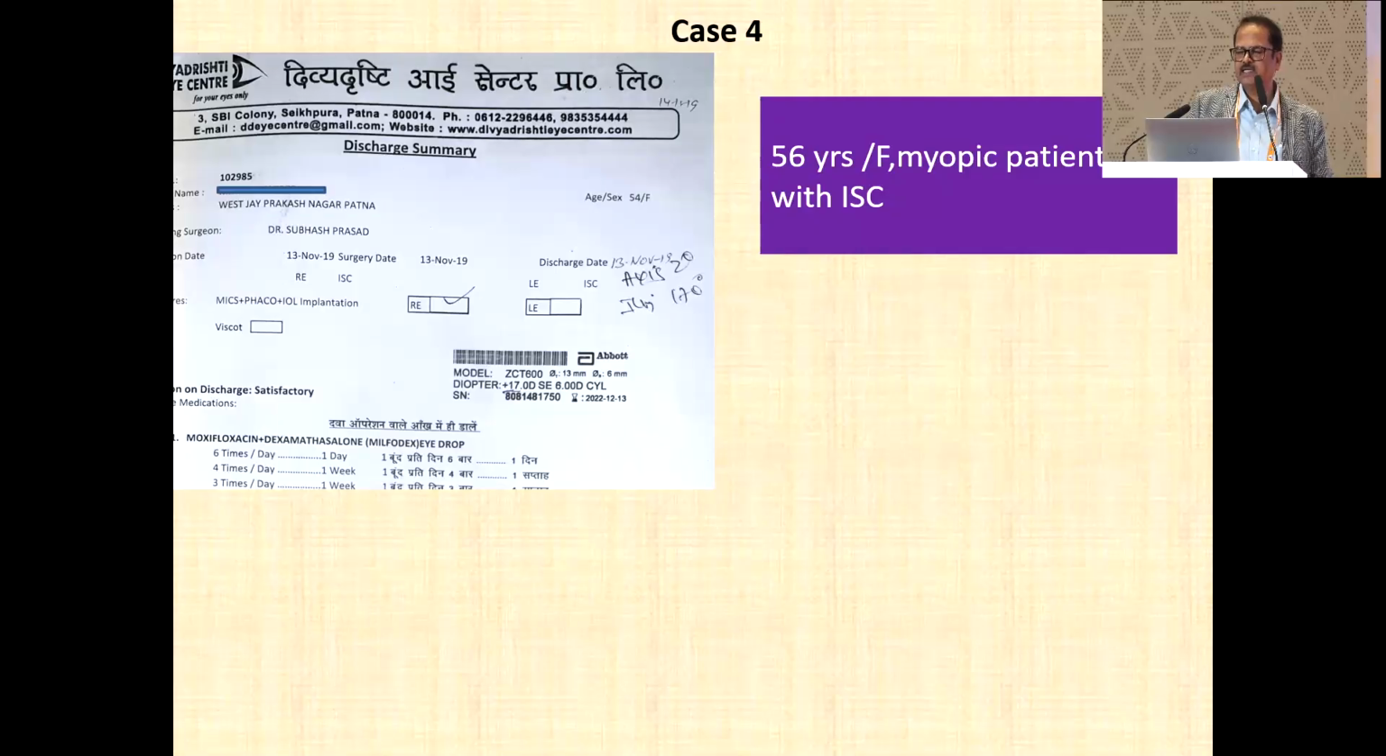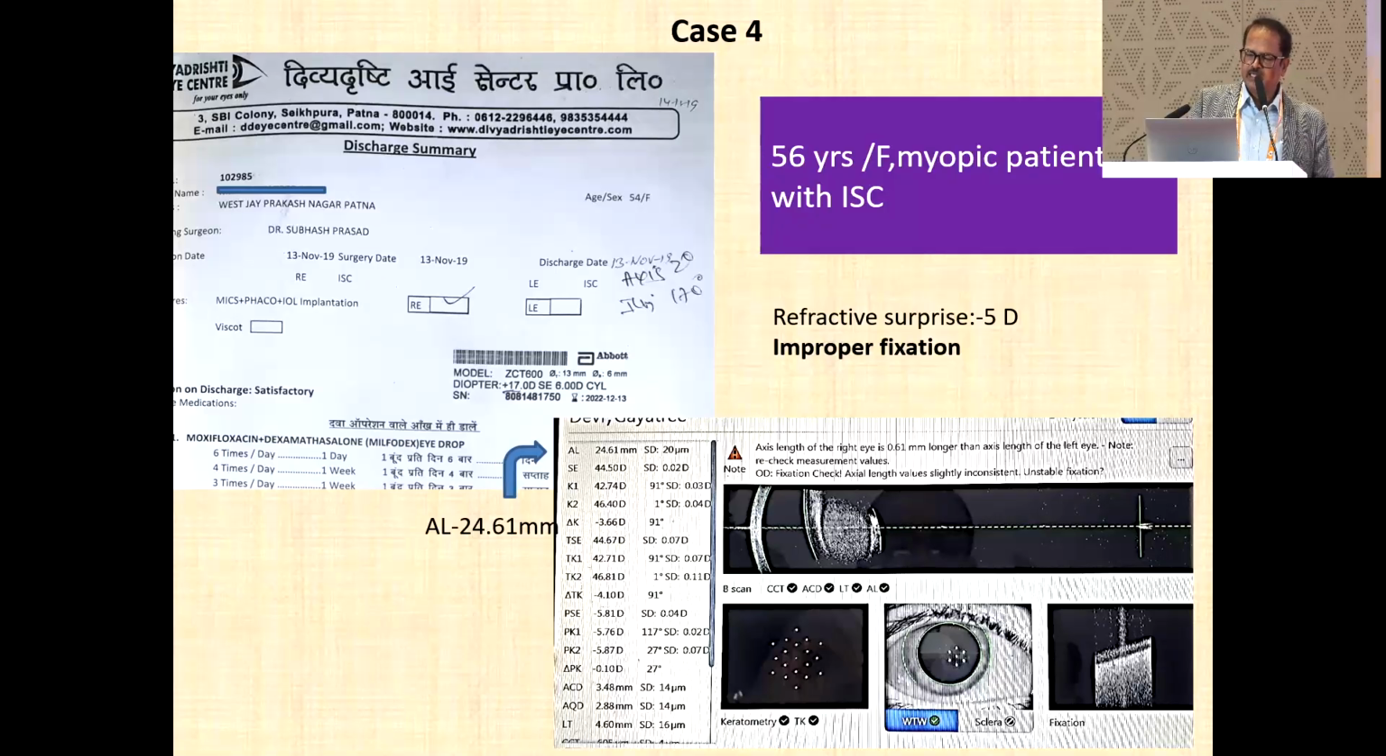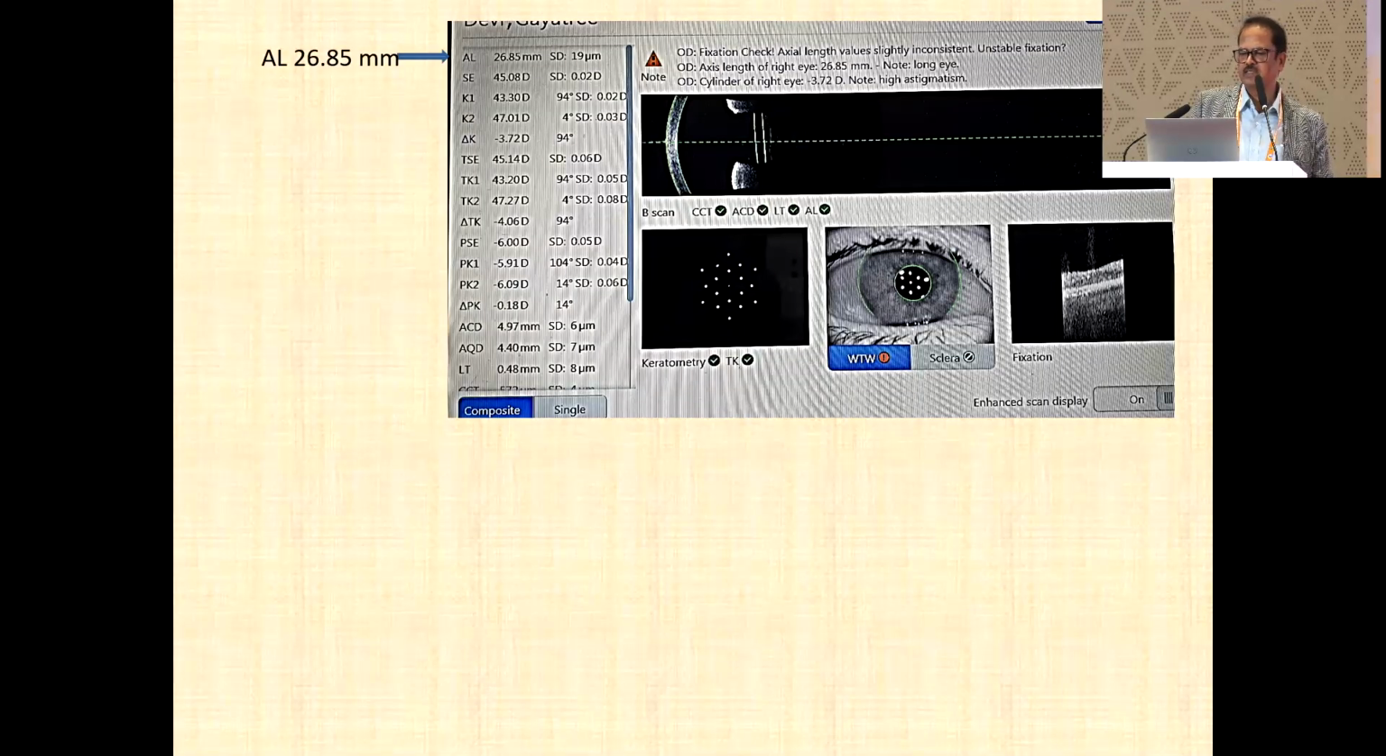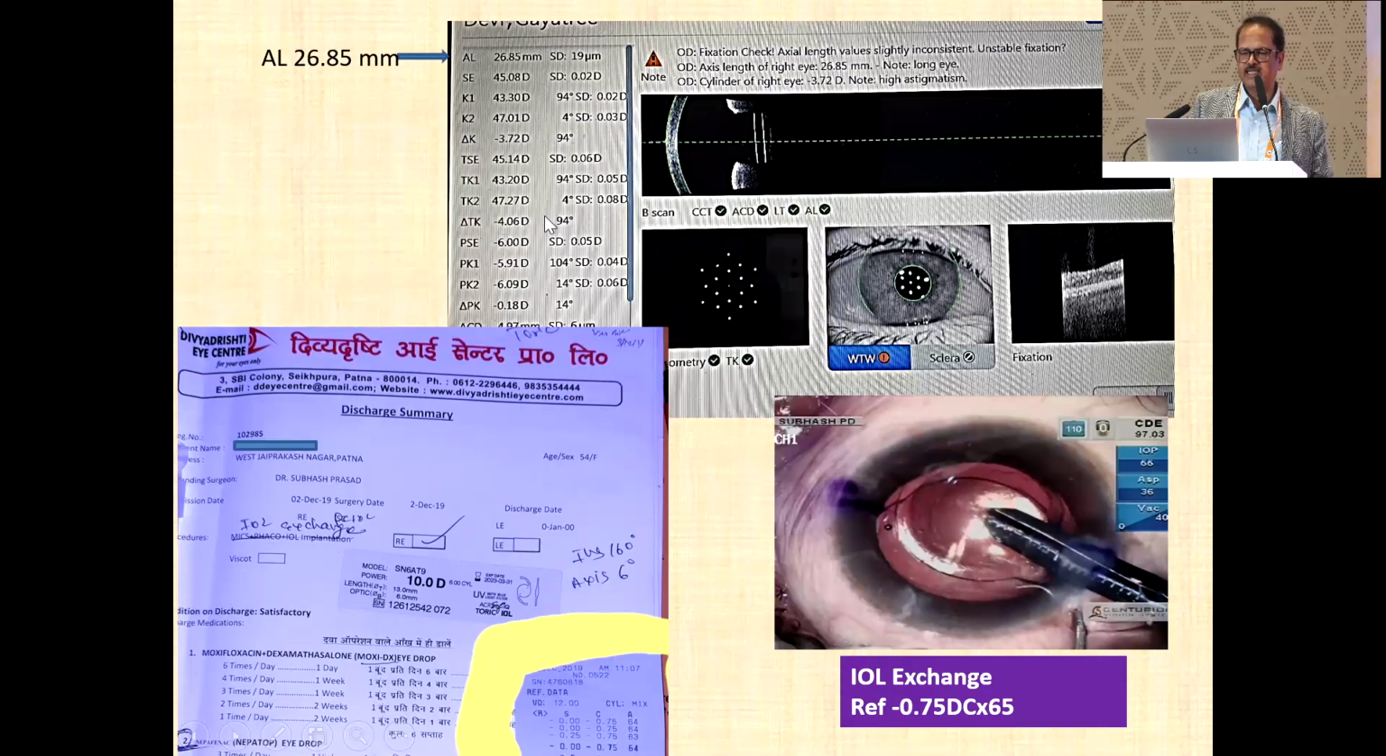Another very interesting situation: one of my patients who wanted distance-free intraocular lens implantation landed with a surprise of 5 diopters. And when I reviewed what went wrong, I could see, this is the IOL Master 700, that the patient was actually not focusing. You can see the tilt, so the graph was not good. That's why the calculation of the axial length was much less. The actual axial length was more. So I had to explant this lens and then put in a 10 diopter lens.